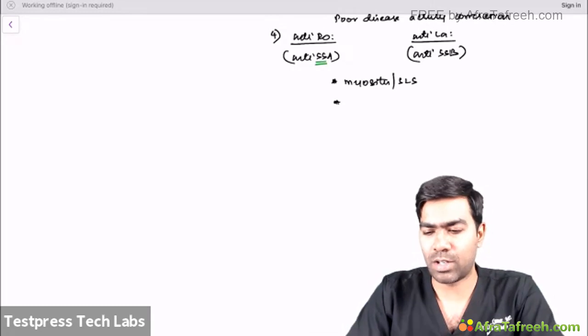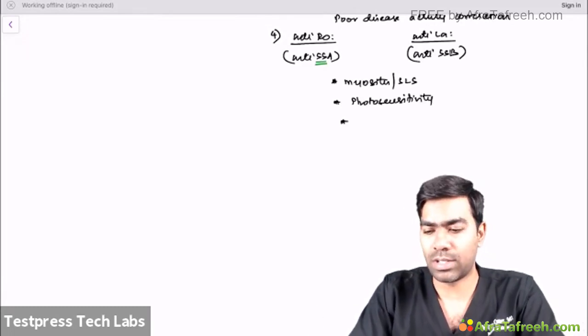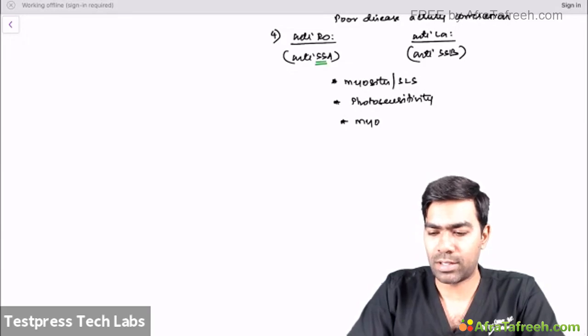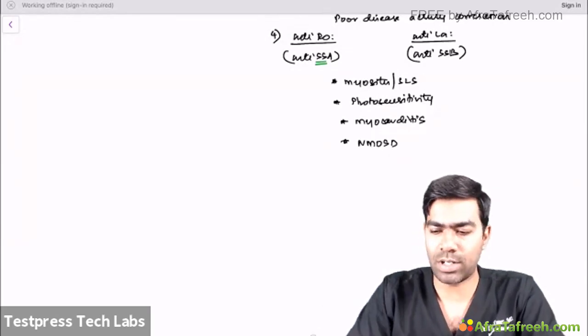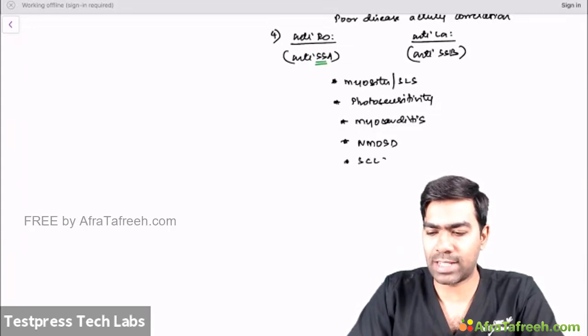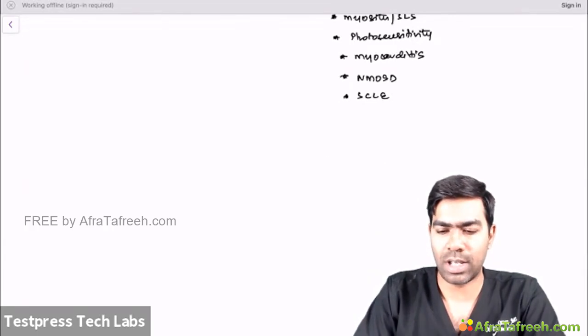And the second correlation is with photosensitivity. Whenever anti-Rho or anti-La is positive, the patients will have severe photosensitivity. And the third one is myocarditis, that can have a correlation with anti-Rho antibody. Next is NMO spectrum disorder, NMOSD, that can have a good correlation. And they also have a correlation with something called SCLE. I think I've told you that already. That is subacute cutaneous lupus erythematosus.